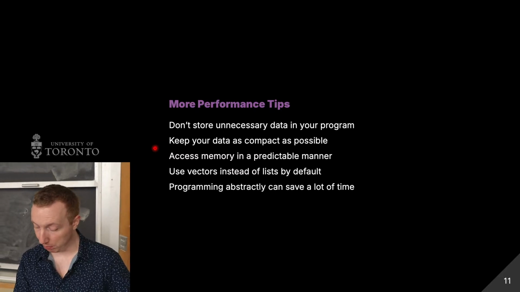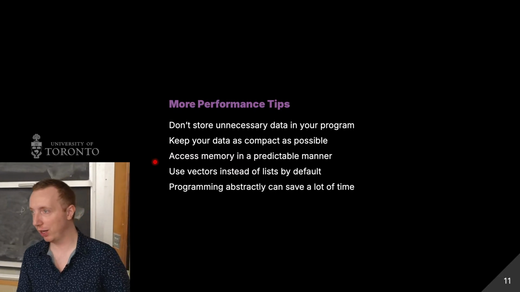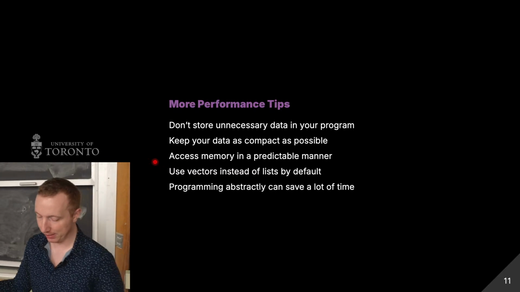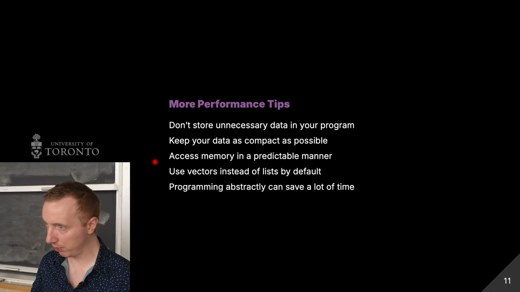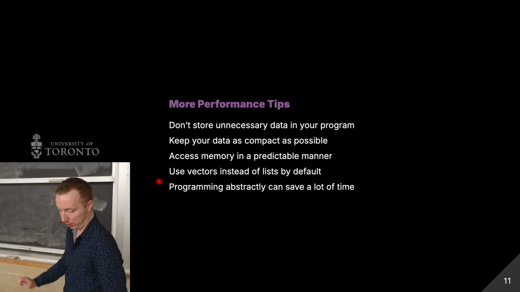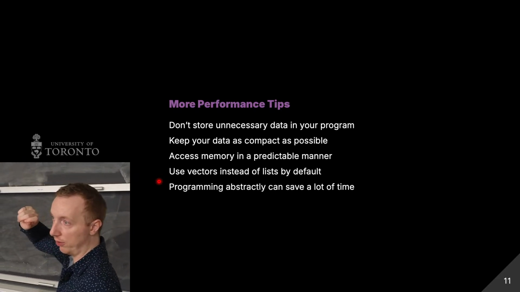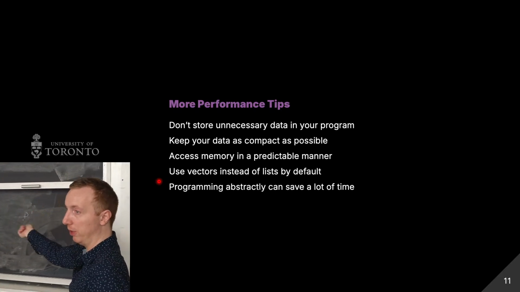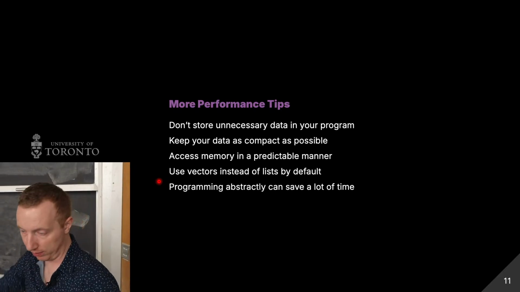Access memory in a predictable manner. Use vectors instead of lists by default. Change it if you know that, hey, I'm pretty sure that a list would work. Profile it, try, experiment. That's the great thing about this course. And if you program abstractly, you can save a lot of time. So there, I could easily just change whether I was using a vector or a list by just changing a single type, and I was done, off to the races.